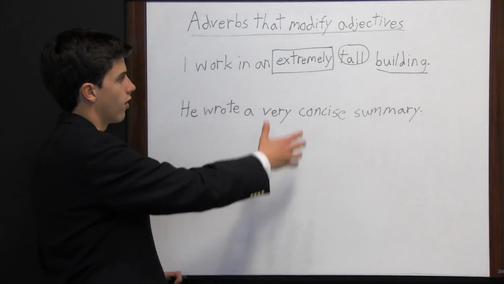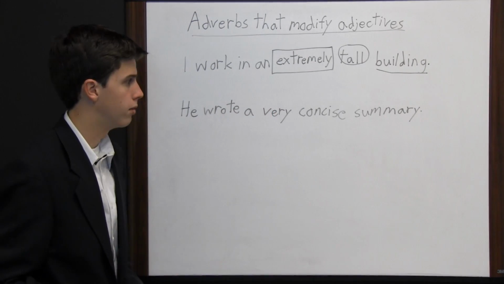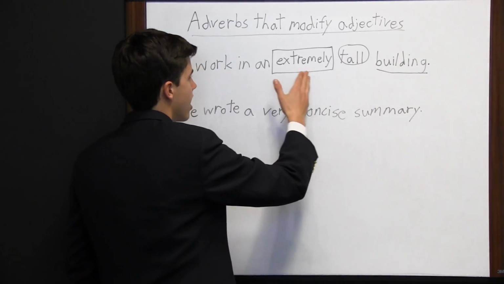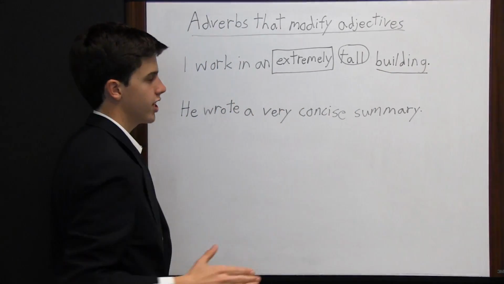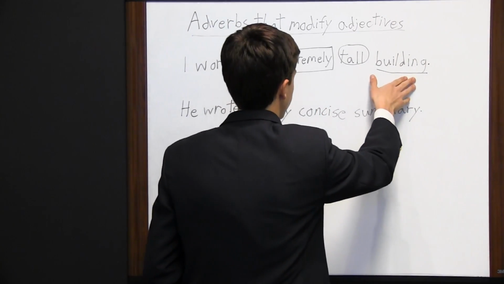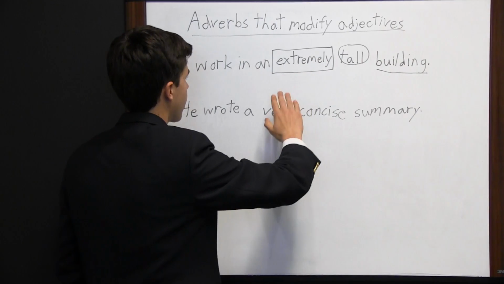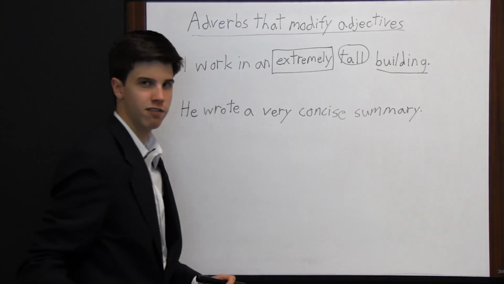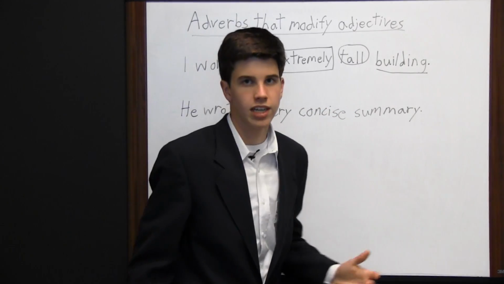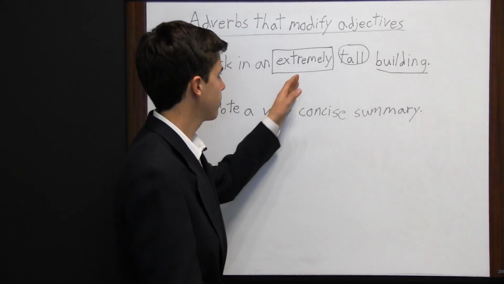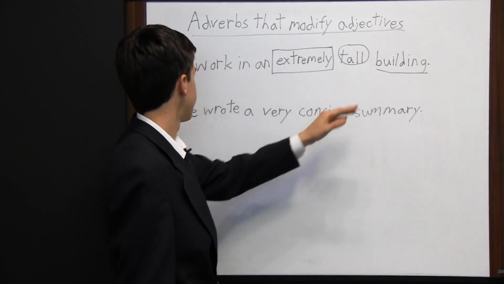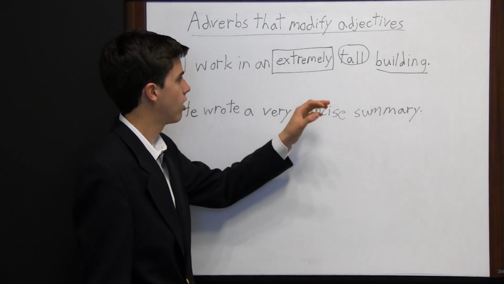So extremely and tall are just further describing the building. Tall is an adjective which further describes building. Now extremely is an adverb. The temptation here is to think that extremely is modifying building. Now let's try to remove tall from this sentence and leave extremely and building and see if the sentence makes sense. I work in an extremely building. That doesn't make any sense. That's because extremely is not modifying building. Extremely is modifying tall. I work in an extremely tall building.